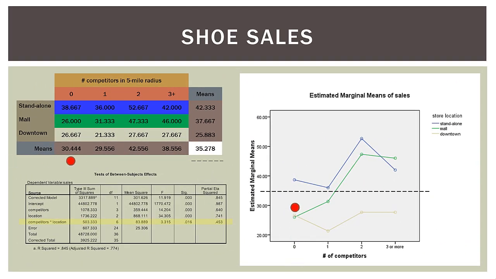All right, so go ahead and put everything back so you can see how it all fills in. And there we go. Now, on the lower left, we have the output from SPSS. So what's the first thing we look at? The interaction term, exactly. So we look at competitors by location. There's our interaction term highlighted in yellow. So we go across. Its significance is 0.016 with an F of 3.315.